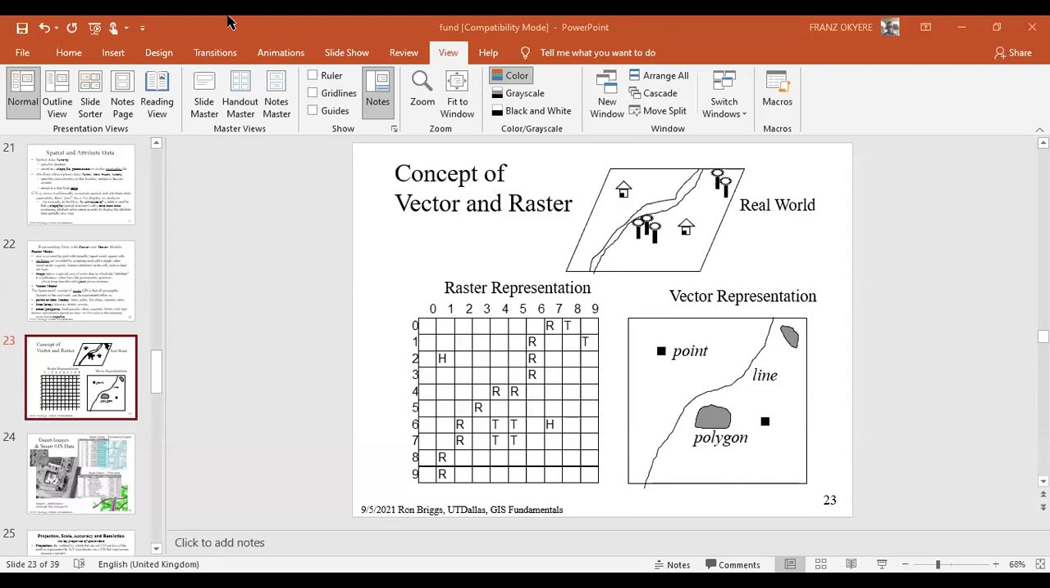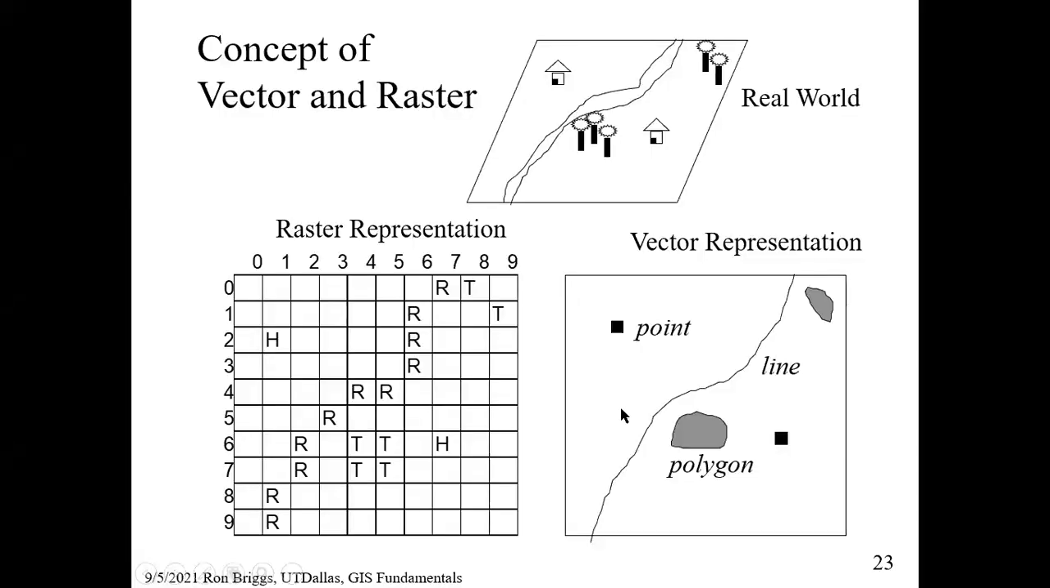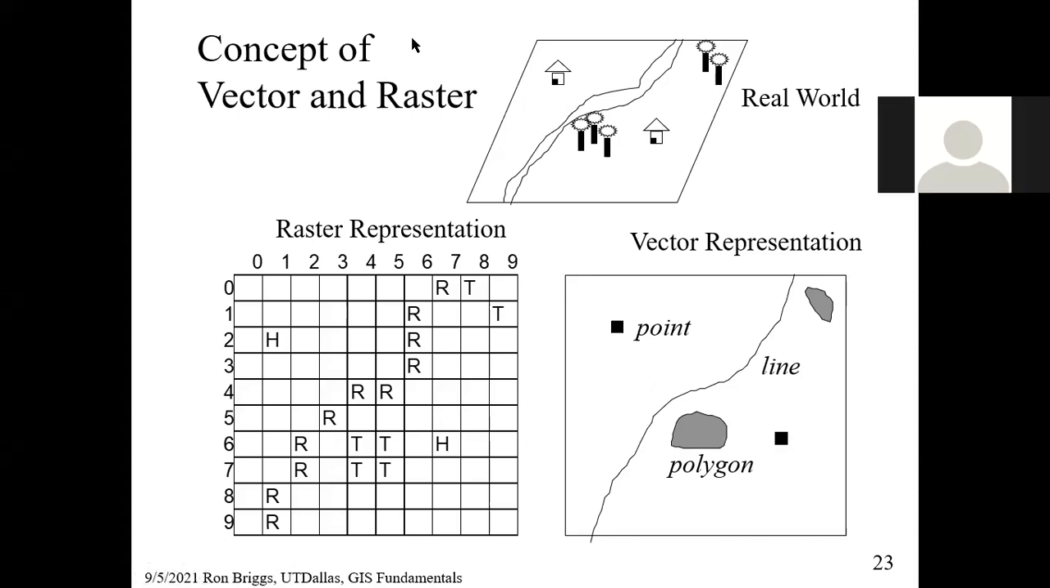All right. So GIS works that way. You can represent things by what we call the vector, or you can represent by the raster.